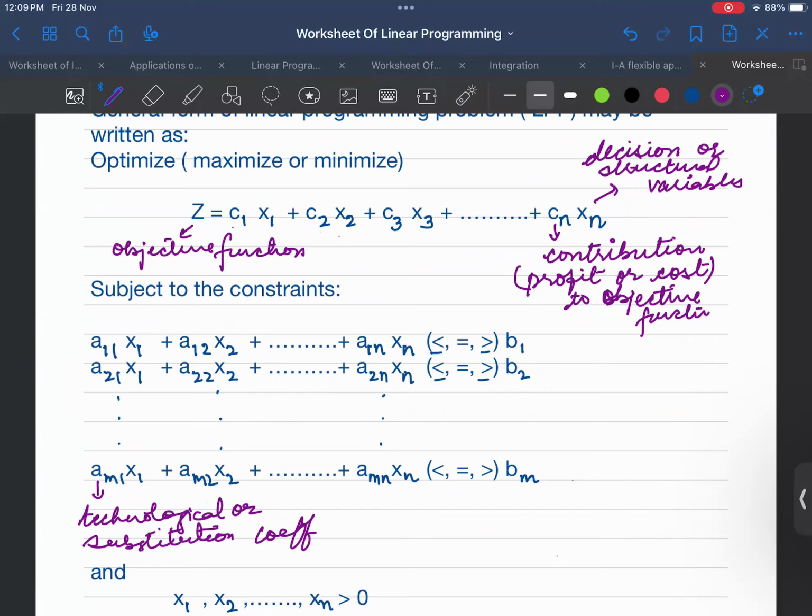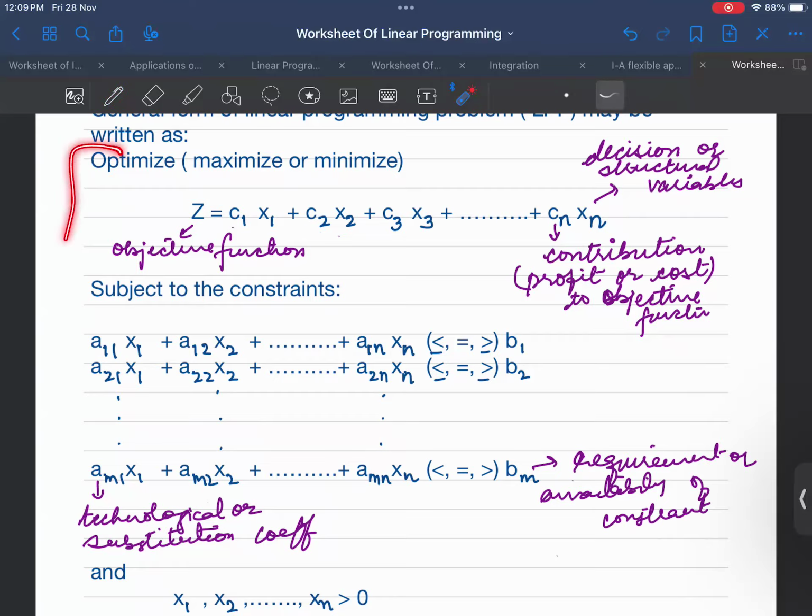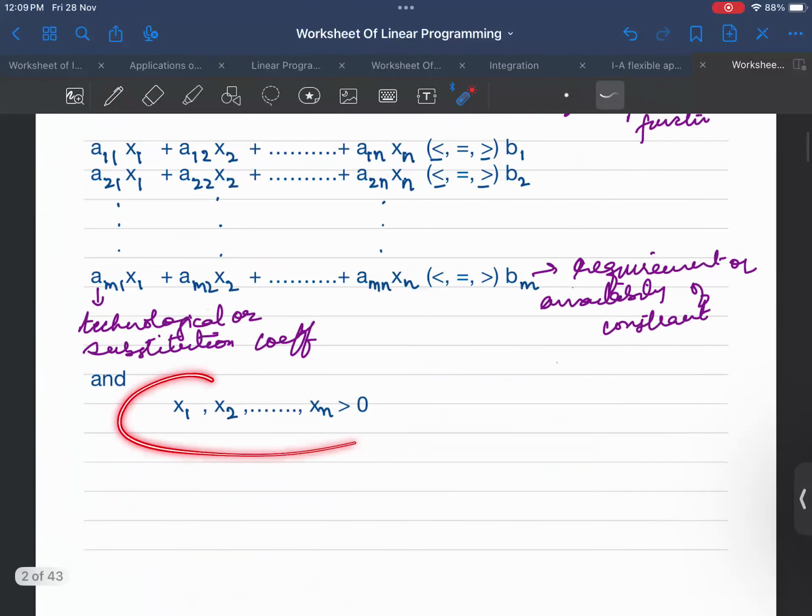And bm or b1, b2, these are the requirements or the availability of that constraint. Maybe we can say it's a requirement or availability of constraints. I think it's clear. So this is the second part. First part was optimization. Second part was we were talking about the subjective constraint. And then third and the last one is the objective function, this non-negative restrictions.